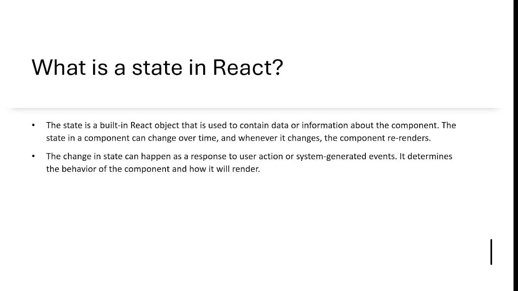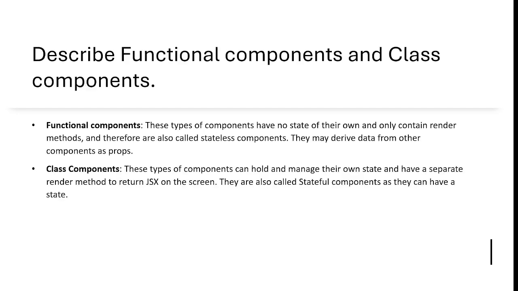What is a state in React? The state is a built-in React object that is used to contain data or information about the component. The state in a component can change over time, and whenever it changes, the component re-renders. The change in state can happen as a response to any user interaction or system-generated events. It determines the behavior of the component and how it will render.